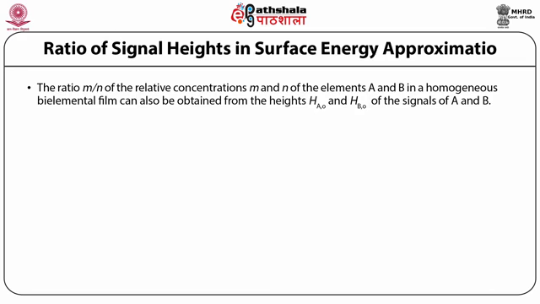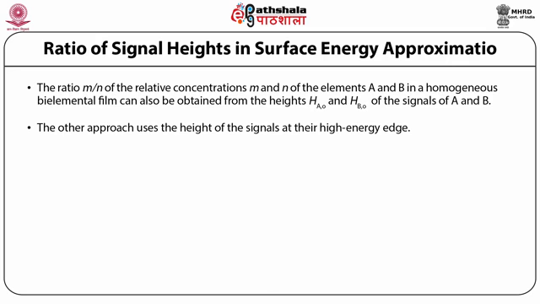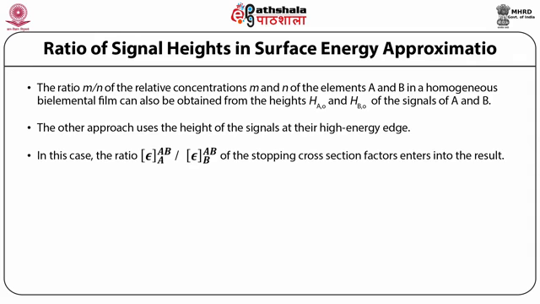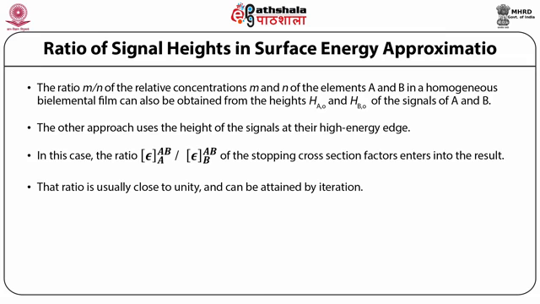One approach uses the total number of counts in the signals of A and B, and the stopping cross-section factors need not be known. The other approach uses the height of the signals at their high energy edge. In this case, the ratio epsilon subscript A superscript AB divided by epsilon subscript B superscript AB of the stopping cross-section factors enters into the result. That ratio is usually close to unity and can be attained by iteration.